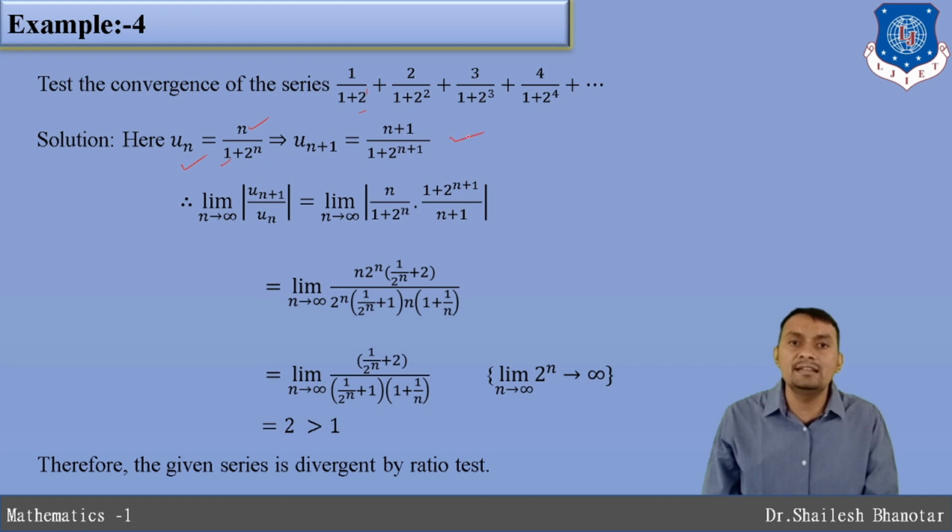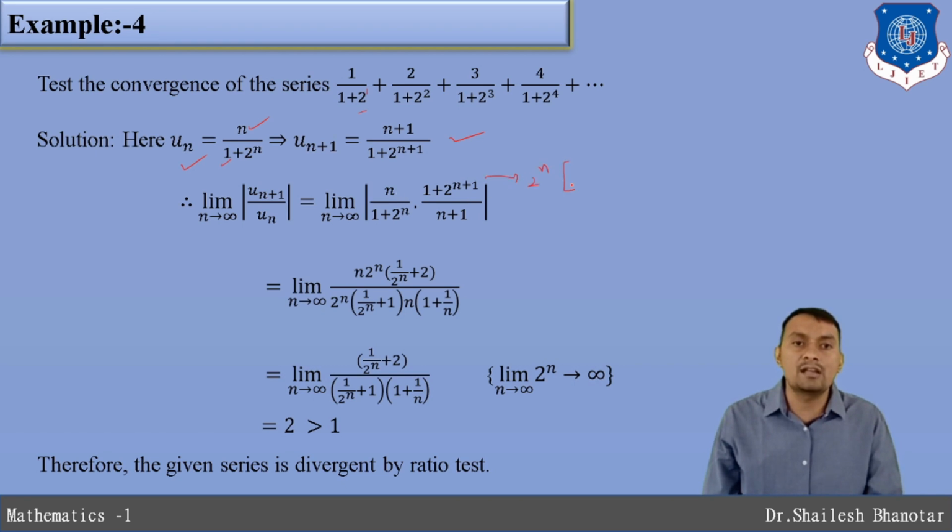So from this you can write un plus 1. Now limit n tends to infinity, un plus 1 divided by un. But now whenever you simplify, what will you get? n times 2 raised to n, because I'm just going to write here, n is there, so 2 raised to n.